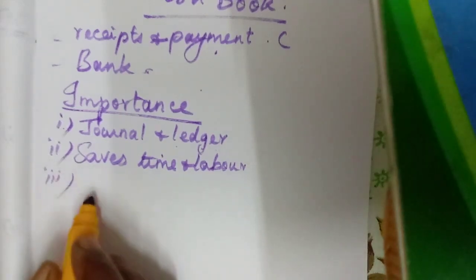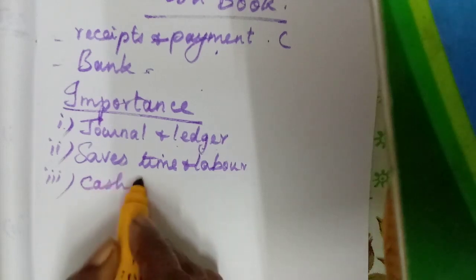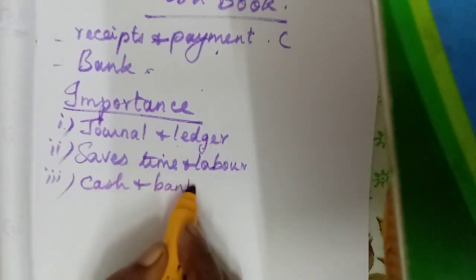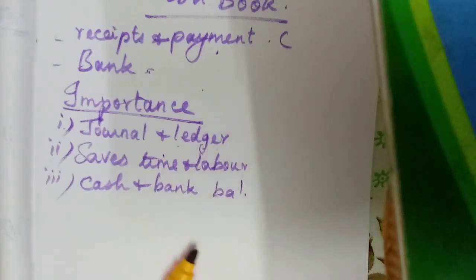Then it shows the cash and bank balance every day or weekly. At any time we can take the cash and bank balance. Now in the afternoon, before going for lunch, the cashier can check whether the cash available in the cash box and the cash balance shown in the cash book are the same. Only then is the calculation correct. Otherwise he can assume that there is some mistake or error somewhere. So this cash book shows the cash or bank balance at any time.